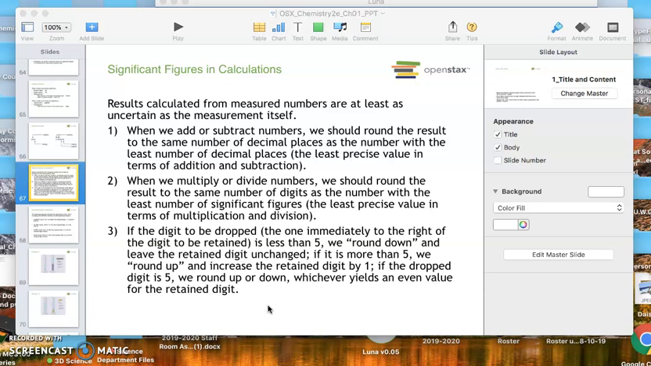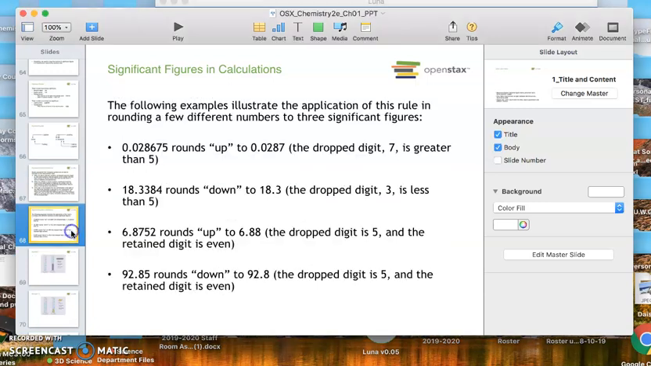It might stump you a bit, but remember that for this rule, if it's 5, it could be rounded up or down if the digit is dropped, depending on whether or not the digit retained is even. If it is even, then you leave it. You don't round up, and if it's not, then you would. Okay, so here are some examples of rounding using appropriate number of significant figures.